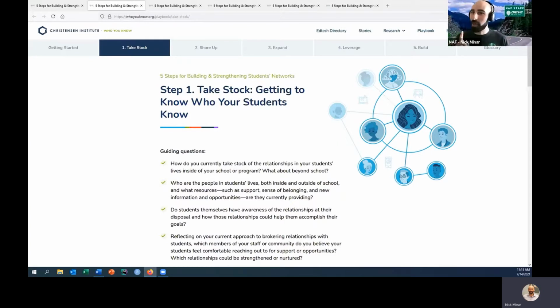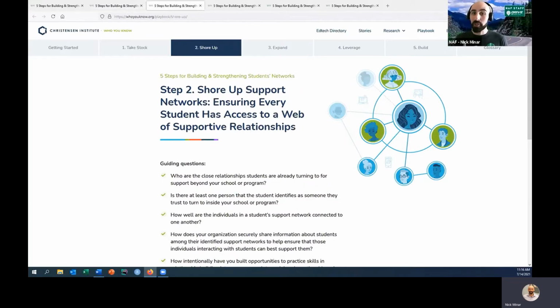In order to keep us on track, though, I want to get to step 2 of the playbook. Yeah, sorry. No, this is wonderful info. So please continue. But how about I switch over here? Let's talk about step 2, shoring up network support to ensure that every student has access to a web of supportive relationships. Now, what is that, and how can educators tackle that step?